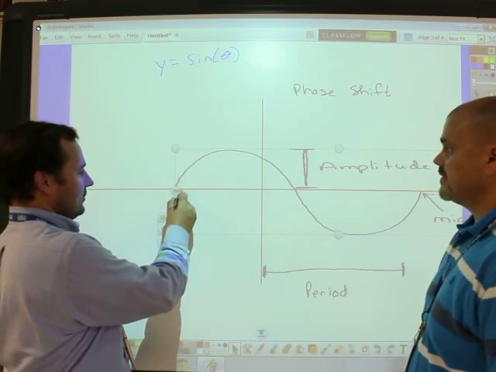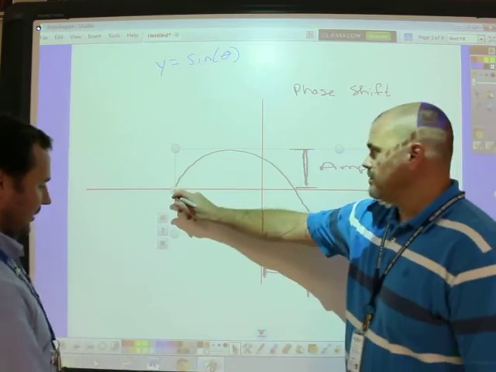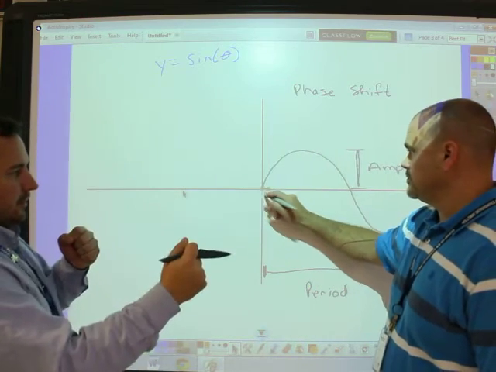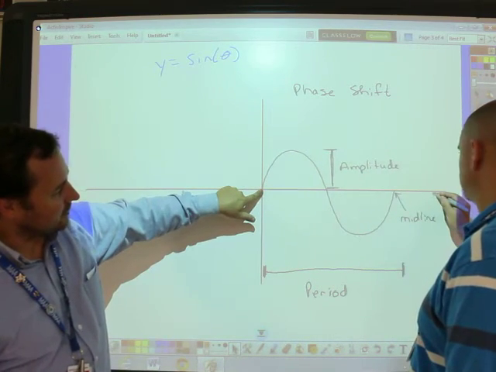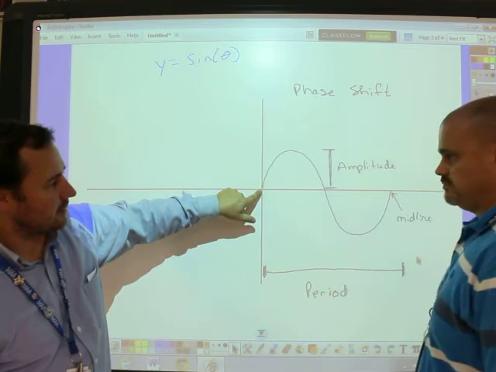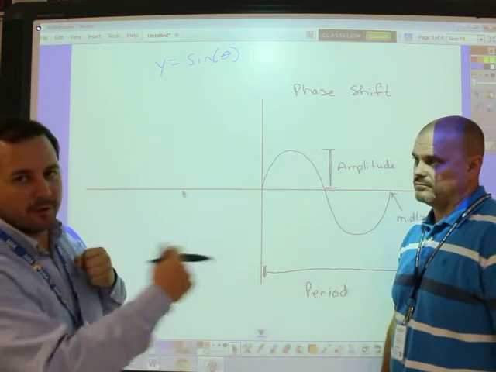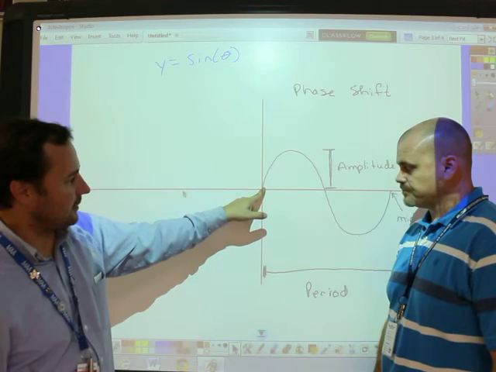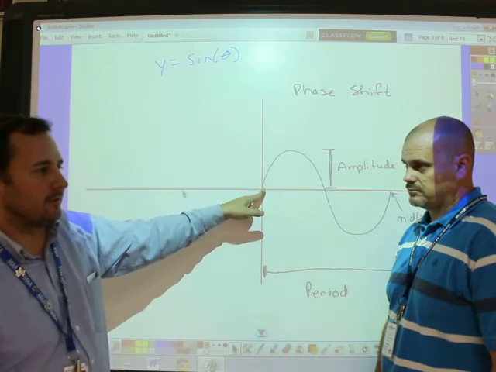If you stretch out the graph and it still goes through the origin, at the same starting point, it's only a period change. It's shifting this point left and right that makes it a phase shift as well.